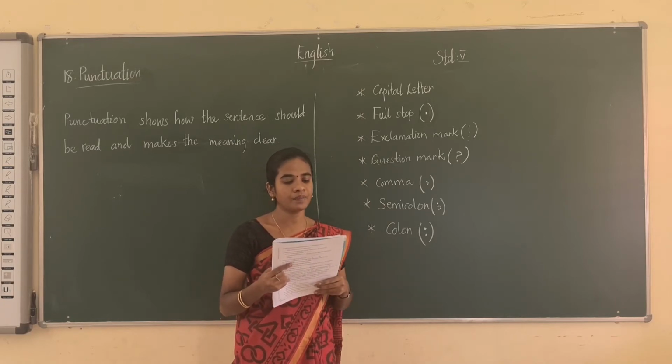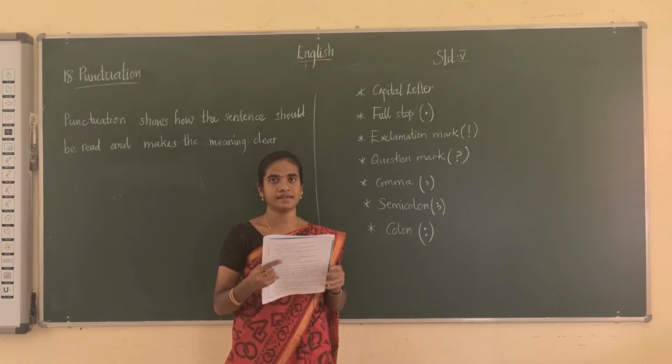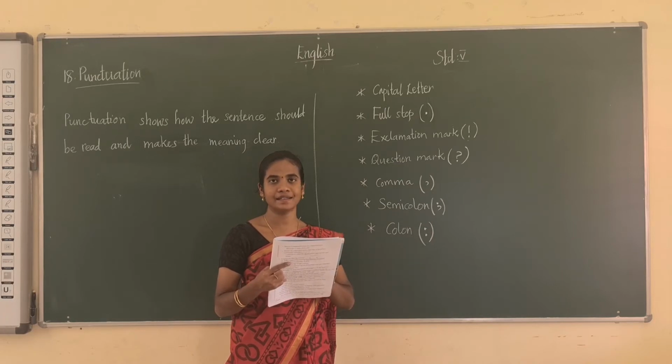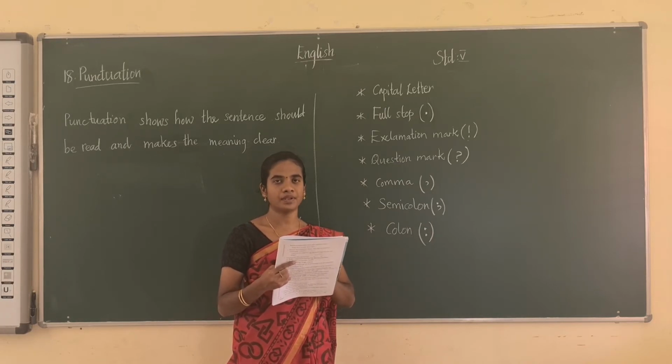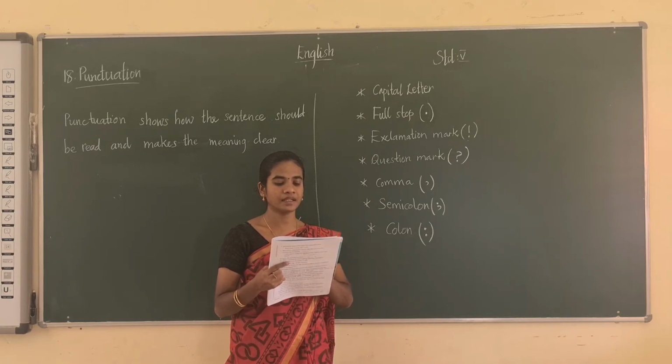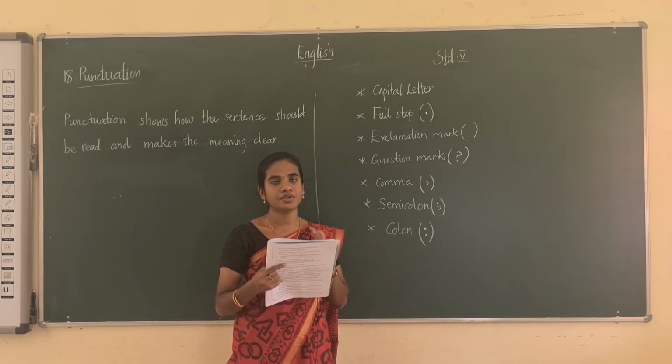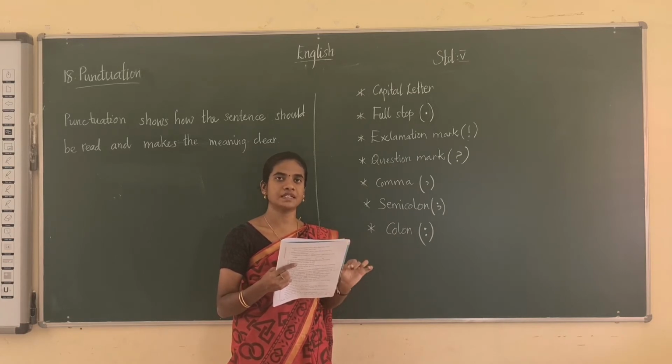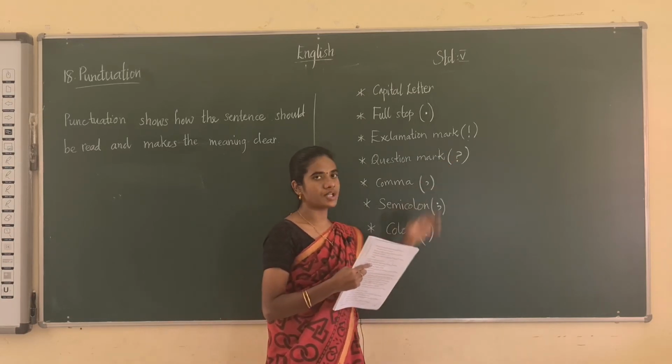Say for example, how beautifully she dances. It is an exclamatory sentence, so at the end you have to put the exclamation mark. See the next one, oh no, I forgot to pay the electricity bill. Oh no is an interjection, so after the interjection you have to put the exclamation mark.